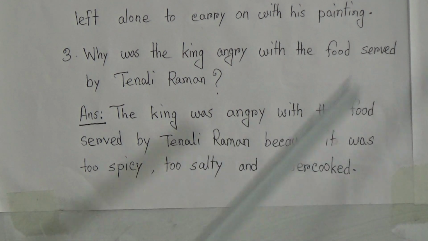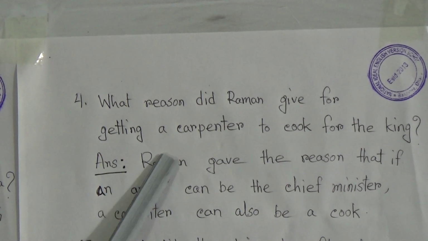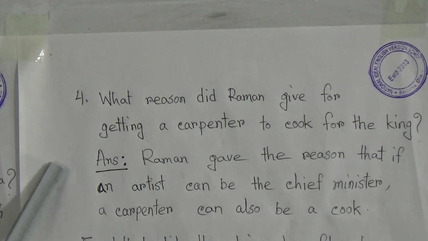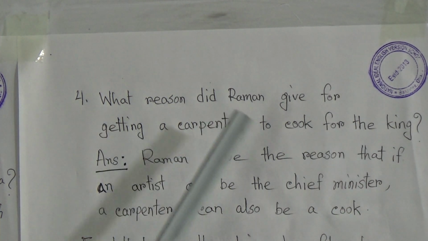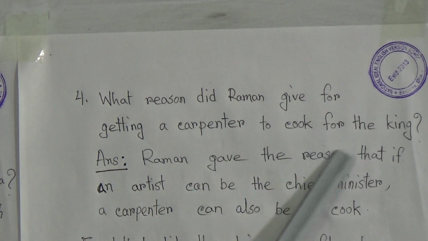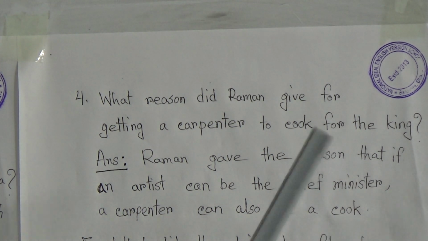Let's see number 4 question. What reason did Raman give for getting a carpenter to cook for the king? Here let's see the answer. Raman gave the reason that if an artist can be the chief minister, then a carpenter can also be a cook.